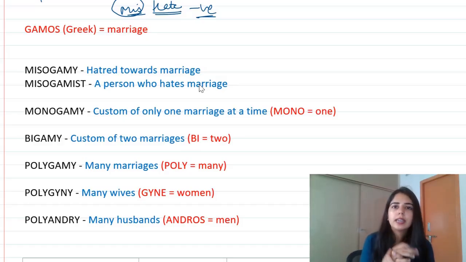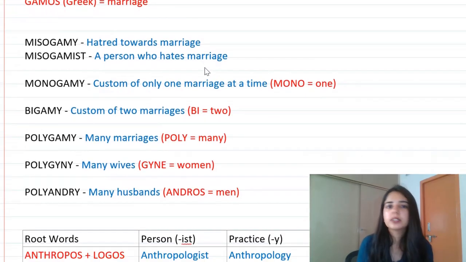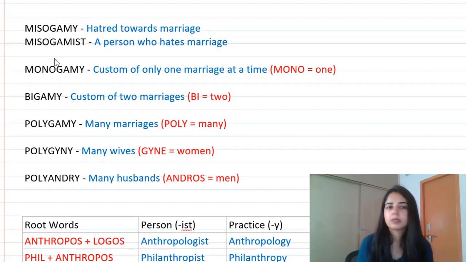They do not like that. They want their freedom. They may or may not be loyal. We cannot challenge somebody's loyalty if someone hates the institution of marriage. So misogamy is just someone who hates this institution of marriage, and a person who does that is a misogamist. Misogamy is that feeling of hatred towards marriage, the practice or the philosophy, and a misogamist is the person who hates marriage.